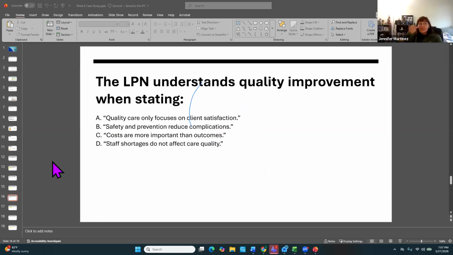All right. The LPN understands quality improvement when stating: A, quality care focuses only on client satisfaction. B, safety and prevention reduce complications. C, costs are more important than outcomes. Or D, staff shortages do not affect care quality. Which one shows it? B. Yep, very good. B.